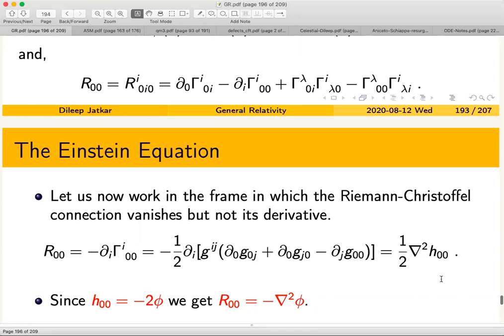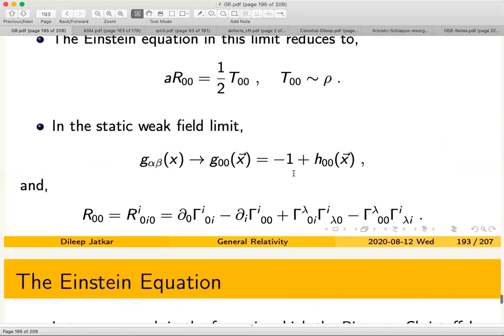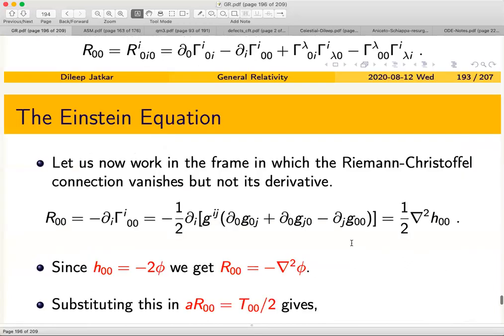And that gives you a del squared of the H00, because G00 and H00 differ by a constant, so when you take the derivative, it doesn't really matter. So it gives you the answer minus half times the Laplacian acting on H00.